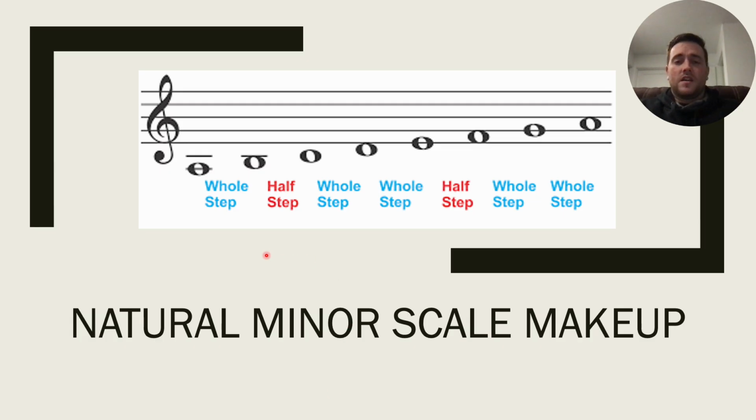So a natural minor scale, as we talked about the major scales being whole, whole, half, whole, whole, whole, half. In a minor scale, you actually have a whole step, half step, whole, whole, half, whole, whole. So the pattern changes. And with the pattern changing, you have different degrees in which the notation actually sounds off or sad or has more of a melancholy nature.